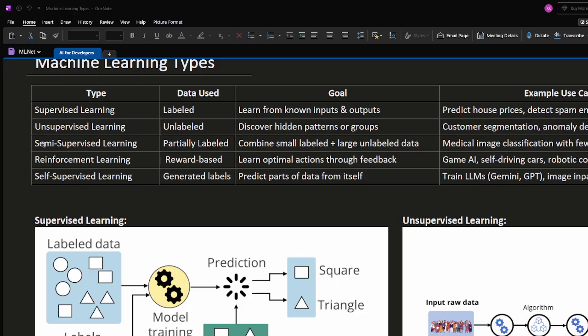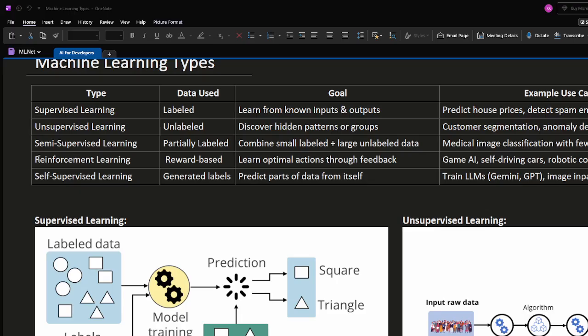And we have a hybrid. Hybrid means semi-supervised learning, which is a combination of supervised and unsupervised. This means we have data which is partially labeled and partially unlabeled. So the semi-supervised machine learning type comes here, which combines a small labeled data set and a large unlabeled data set. The real world examples could be medical image classification with a few labels.